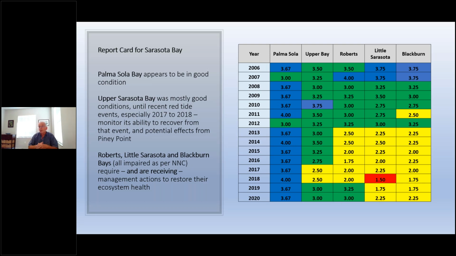The upper part of the bay was doing pretty good, but then 2017, 2018, it dips into the yellow. Things happened, but then it goes back into the green again. So the scores don't go that low, and then they bounce back up into values of 3. Remember, you get a 3 if you're within a standard deviation of the reference period.